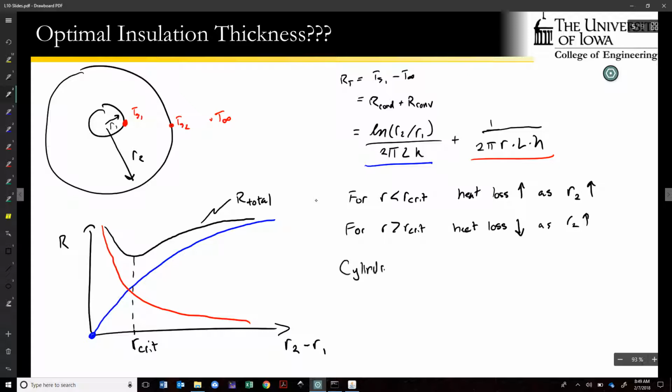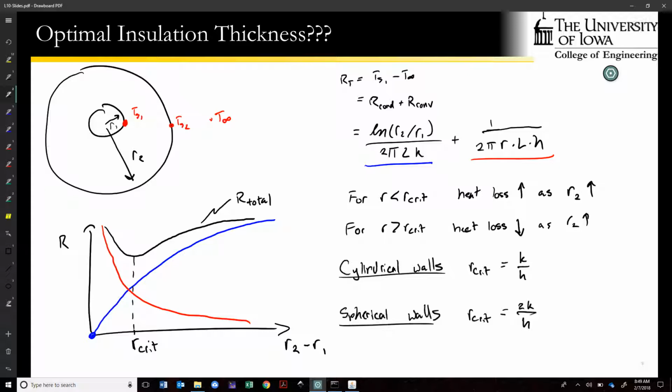For cylindrical walls, R critical is equal to K over H. And for spherical walls, R critical is equal to 2K over H. So these are those boundaries that demarcate where you need to make sure your insulation is at least that thick in order to actually see any benefit from it.